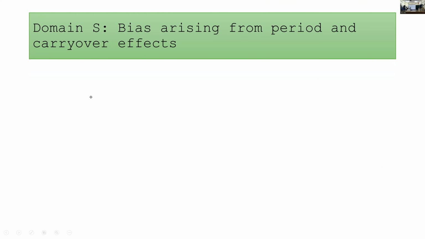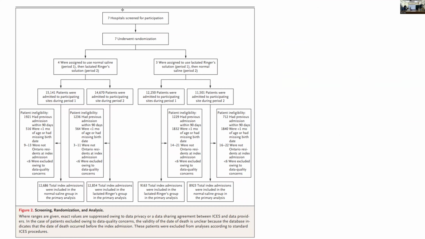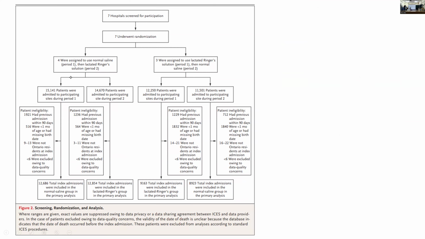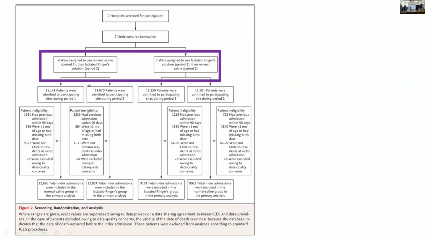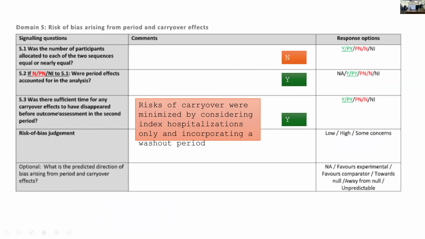Now we come to domain S. This is because we have a crossover also in our trial. So was the number of participants allocated to each of the 2 sequences equal or nearly equal? Why is the question there? This is to look at the period effect, to make sure that both the sequences get a 1:1 ratio. So here, no. Why? Because there were only 7 clusters. 4 clusters got AB and 3 clusters got BA. So the 7 hospitals screened for participants, 700 randomizations. 4 got normal saline and then RL. 3 were given RL and then normal saline. So I gave it a no.